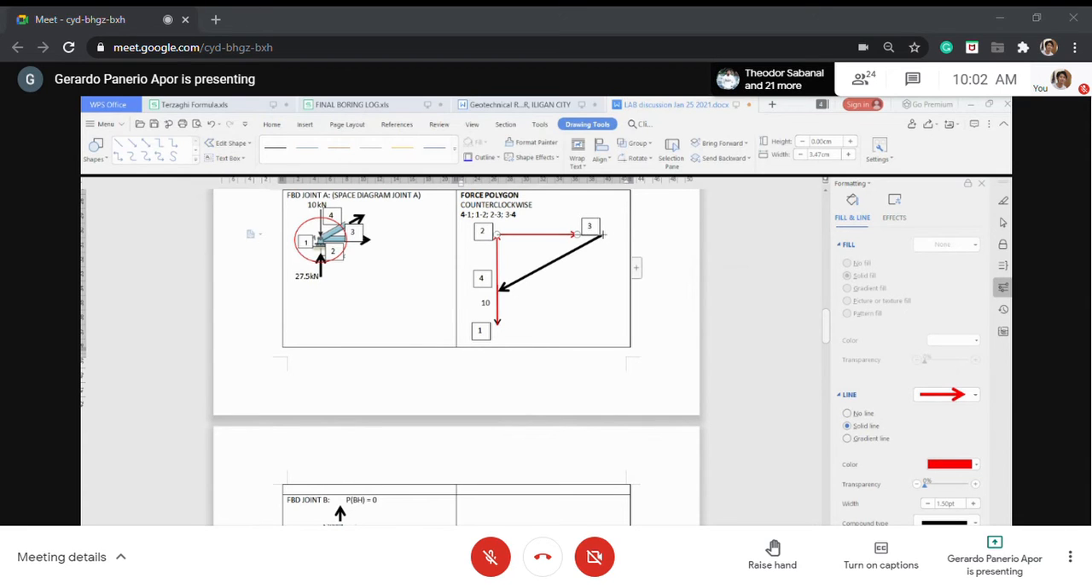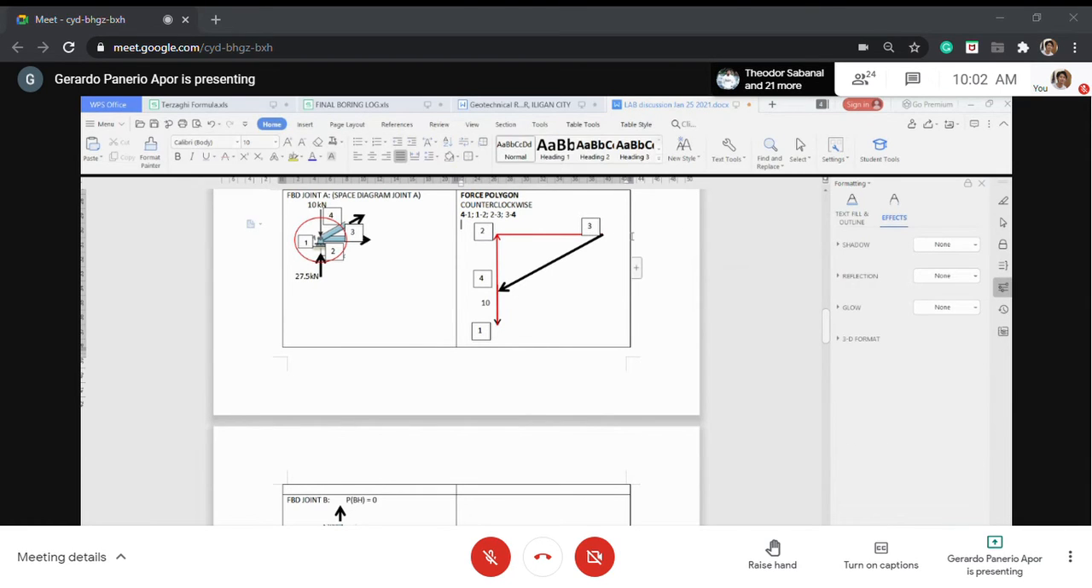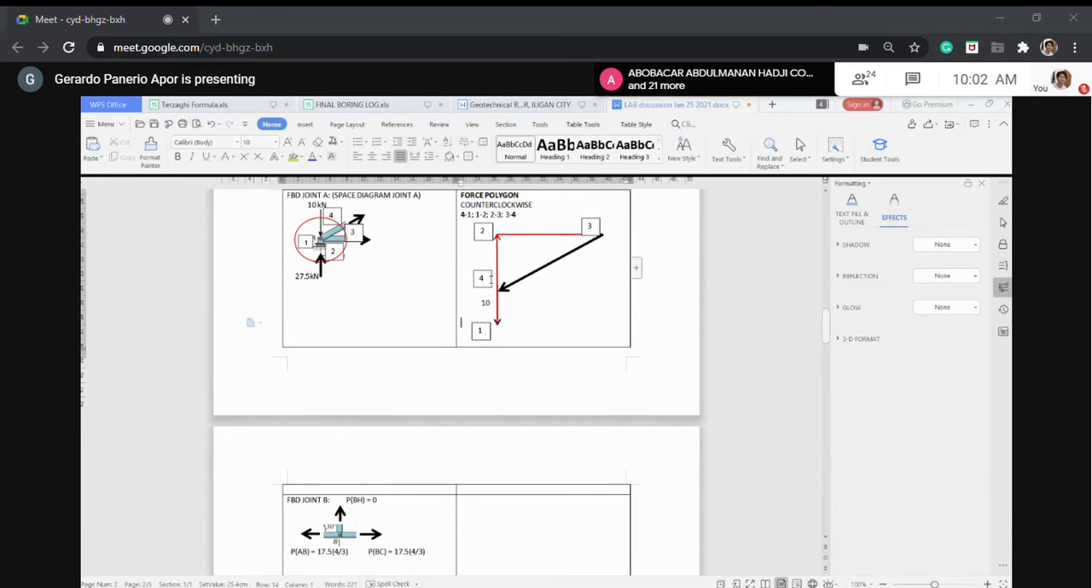Okay. So this is now what we call your force polygon. It's a triangulation of all the arrows here. First, you started from 4 to 1, so 4 here, to 1, that's 10. Then 1 to 2, a lot longer. So meaning from 1 to 2, this is 27.5, and this length here is only 17.5.